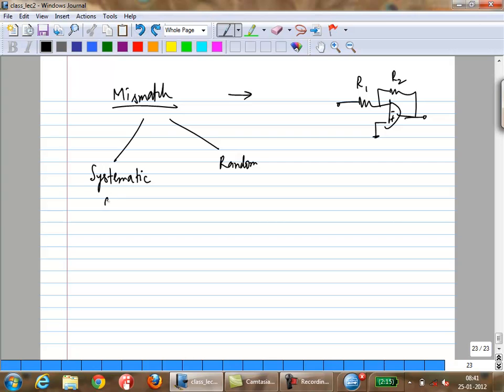So let us say you have two capacitors, and you want the capacitance ratio C2 to C1 to be 2 to 1. Okay?